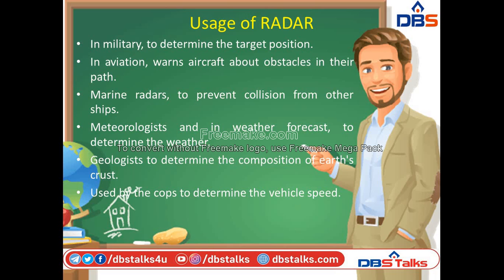Geologists use radar to determine the composition of Earth's crust. So what type of material is present within the Earth's surface? These things are identified by using these radars, and it is also used by the cops to determine vehicle speed. Nowadays we have a speed limit for vehicles. Whenever we cross the speed limit, or whenever we break the traffic signals, there will be a challan for us. So at that particular moment we use this type of radar.